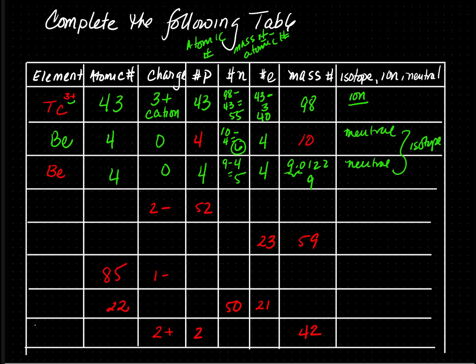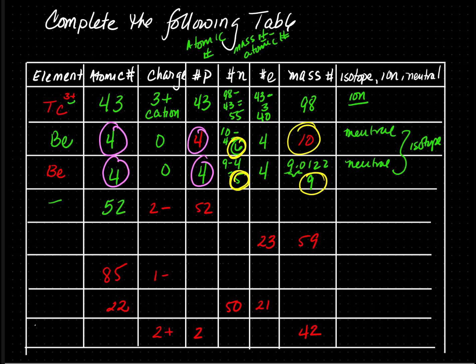Isotopes have the same atomic number, or the same number of protons, but they have different numbers of neutrons. This one has 6, this one has 5. Since they have different numbers of neutrons, they have different mass numbers. The number of protons is 52, which is also the atomic number on the periodic table.